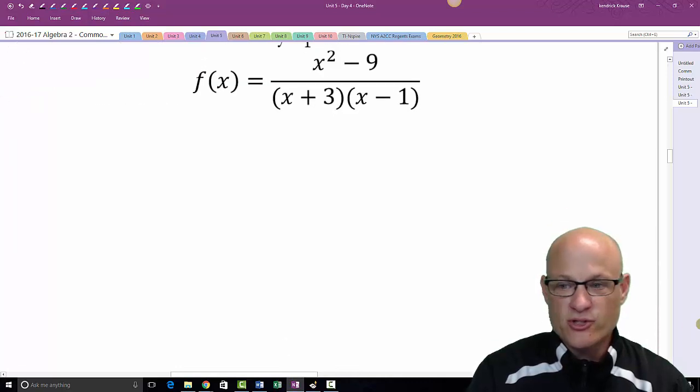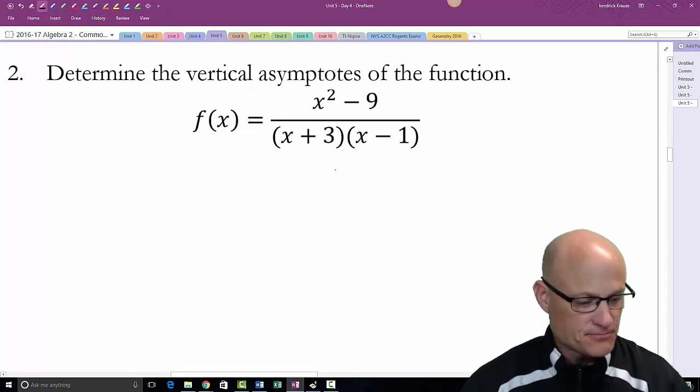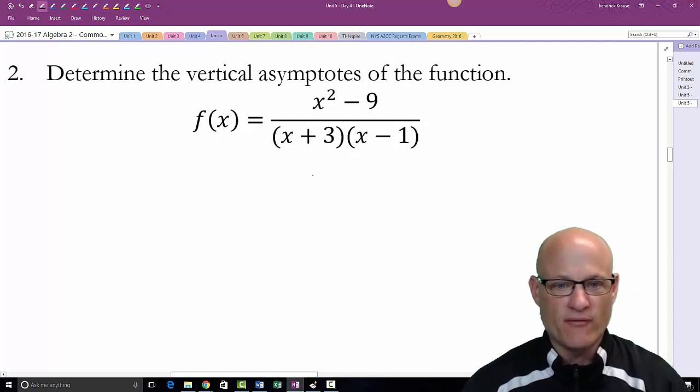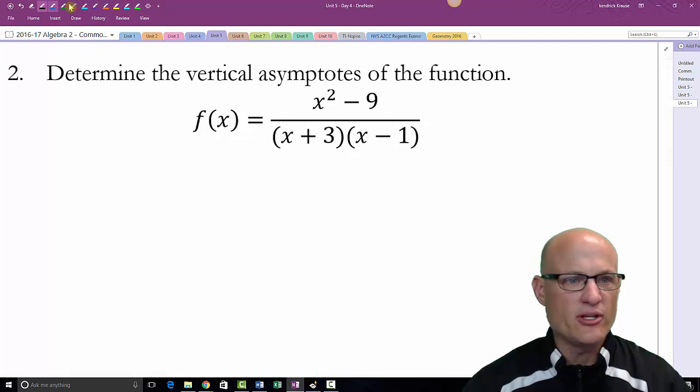All right. Determine the vertical asymptotes of this function. I don't know why I said vertical. I should have said determine the asymptotes of this function. All right, so let's see. I'm trying to figure out why I just said vertical. I apologize if you did this problem ahead of me. I should have said and horizontal.